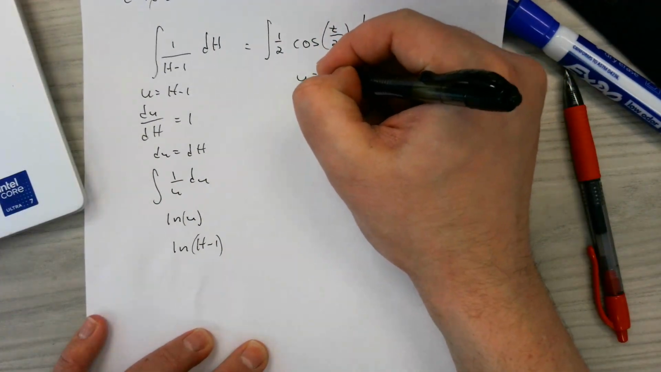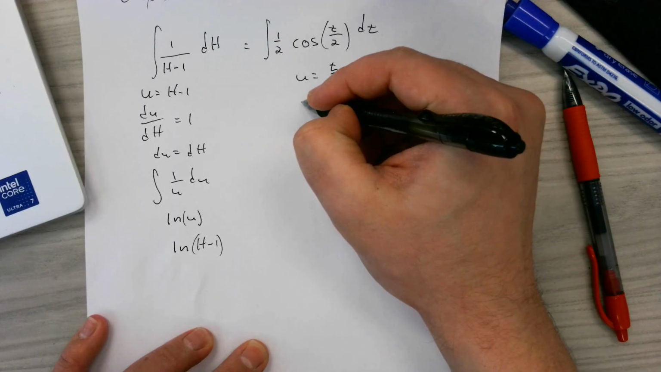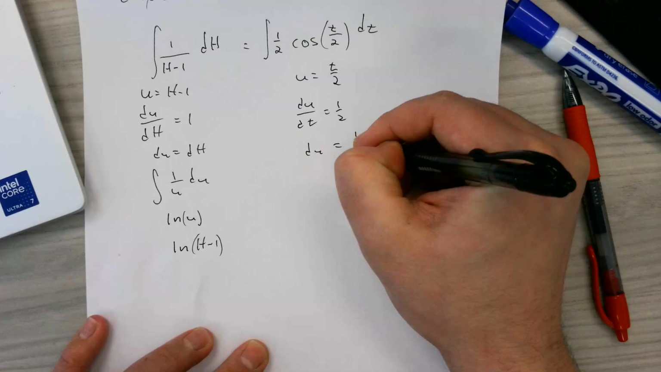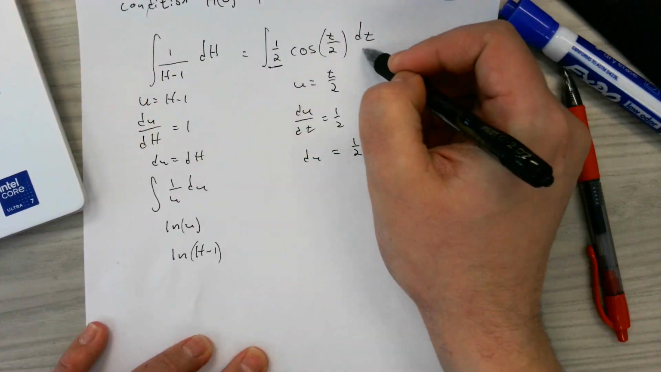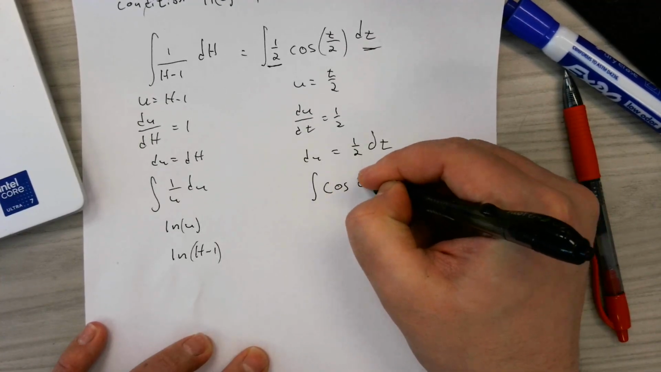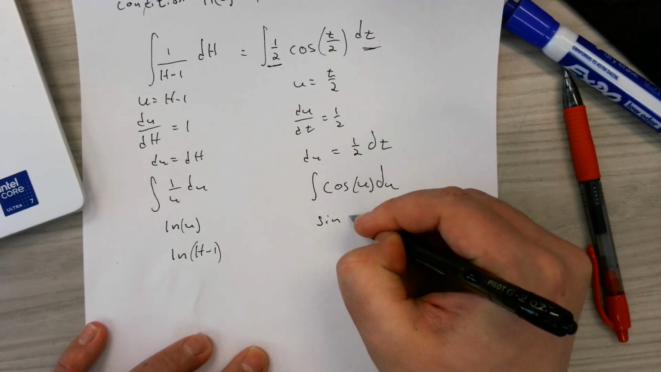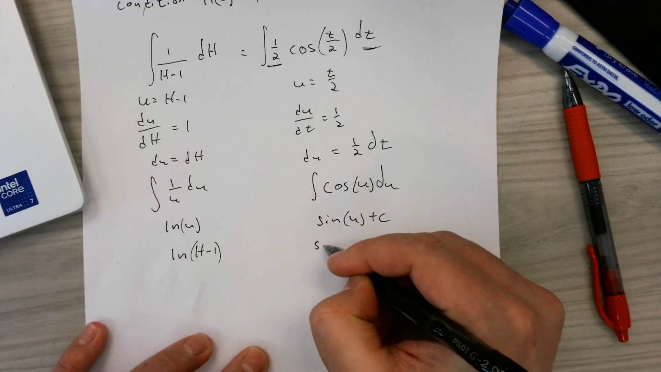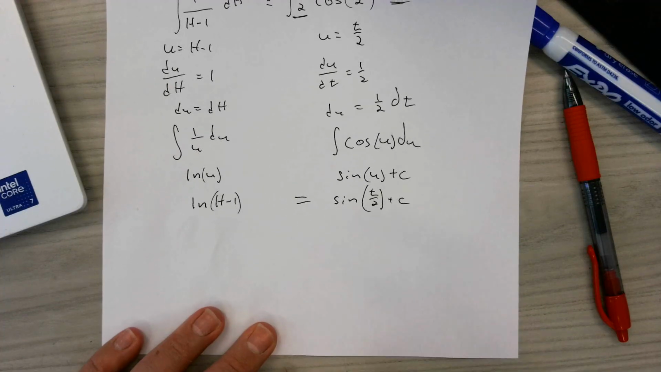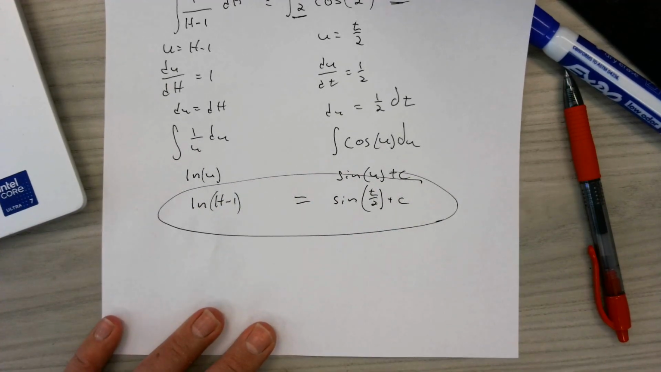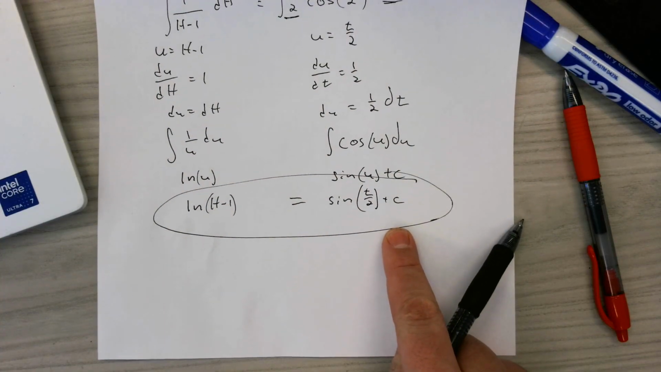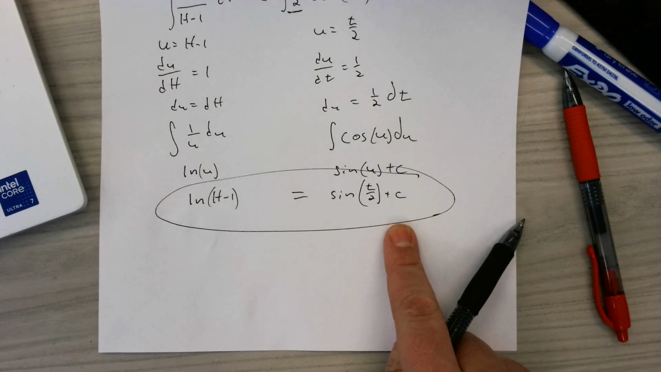Here, I'm going to do u equals t over 2, du dt equals 1 over 2, du equals 1/2 dt. Oh my god, I can swap that out. Didn't think you'd get to see such a nice even thing. Cosine of u du, sine of u, I'm going to put the plus c on this side, sine of t over 2 plus c. So I've done all the integrating. I have my c. I'm just going to pull out a new piece of paper to wrap this problem up.